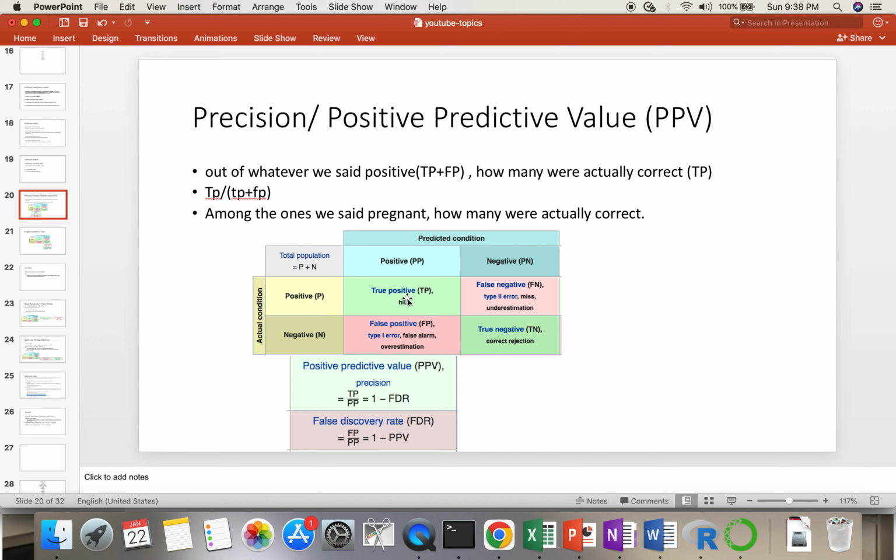And the counterpart to that is the false discovery rate. So if you take 1 minus the positive predictive value, you get the false discovery rate. It is the falsely discovered count percentage, actually.